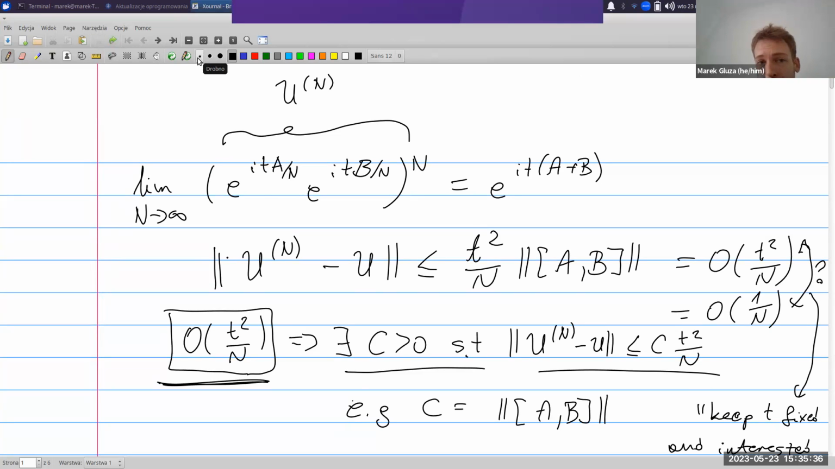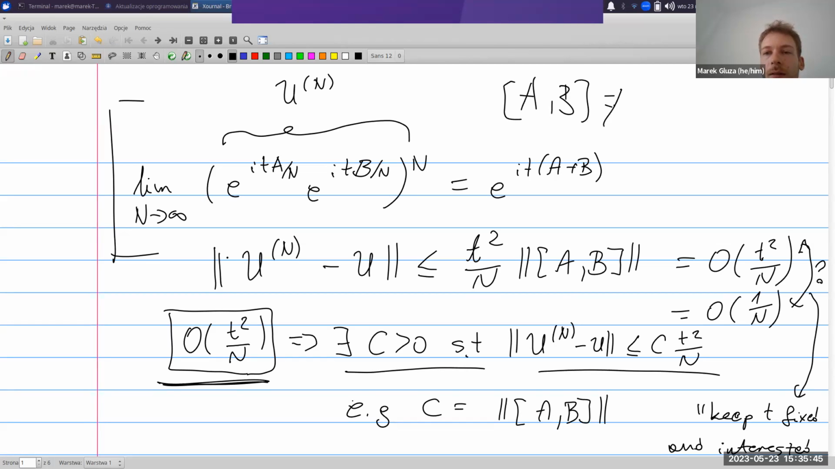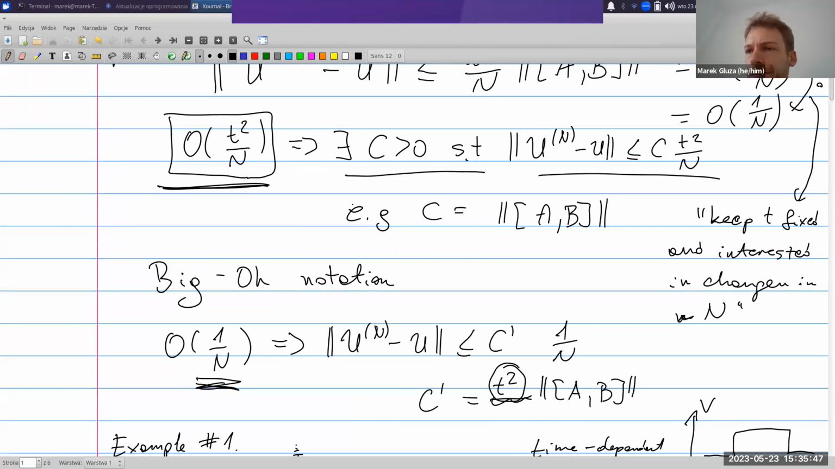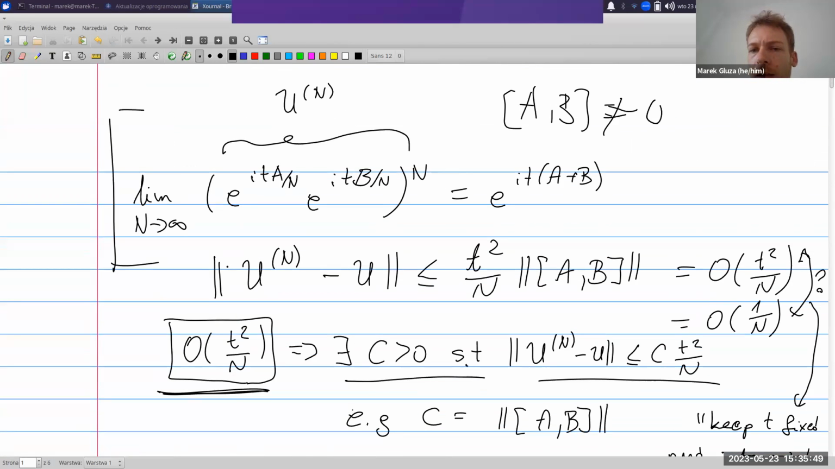We will be using this kind of Trotter-Suzuki formula freely. If A doesn't commute with B, so the commutator is not equal to 0, then we cannot just split like for regular exponentials. We have to use the Trotter-Suzuki formula.